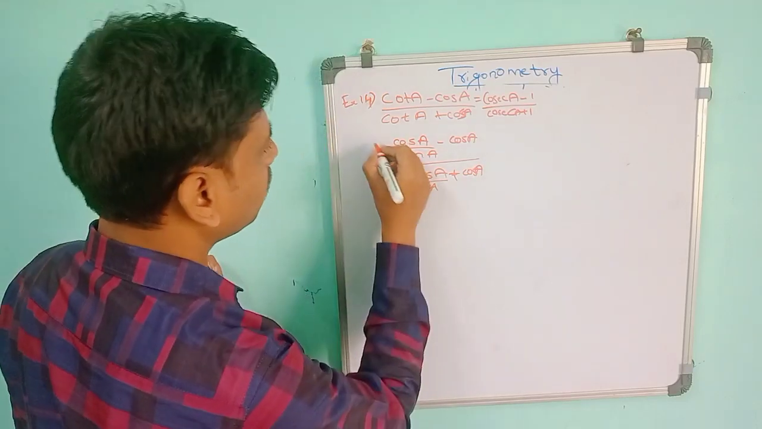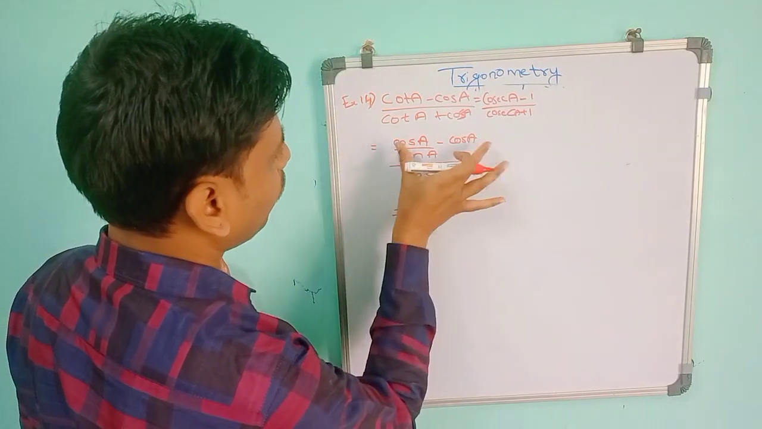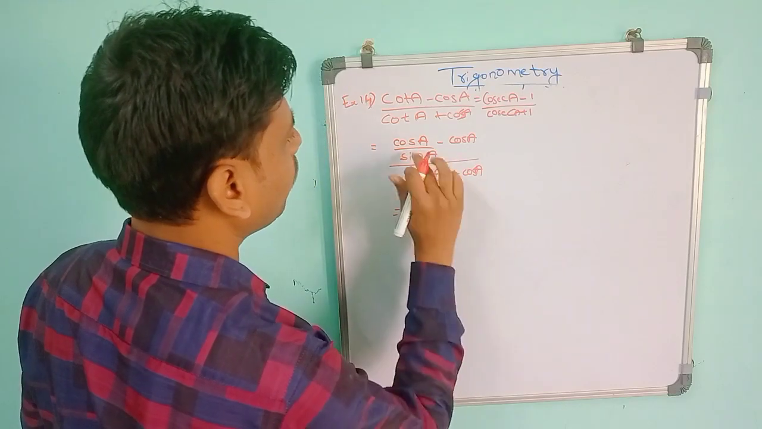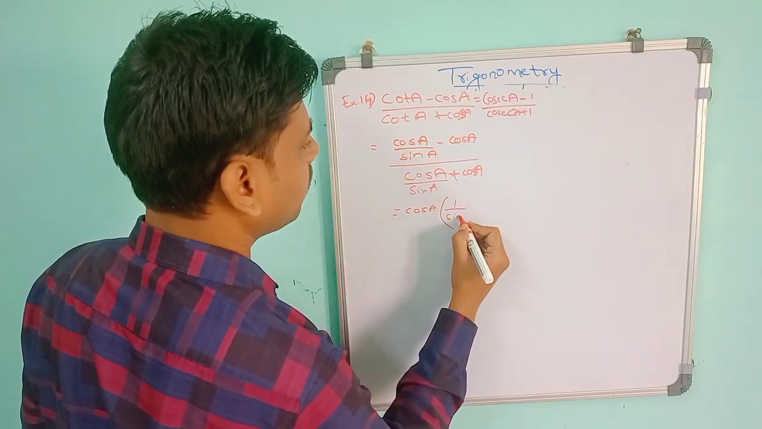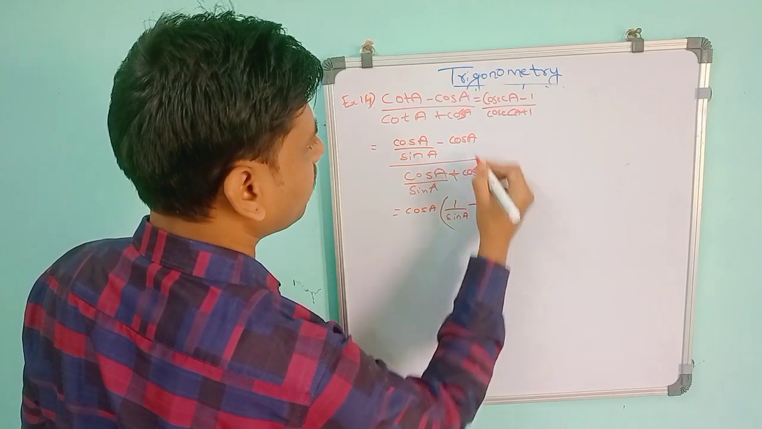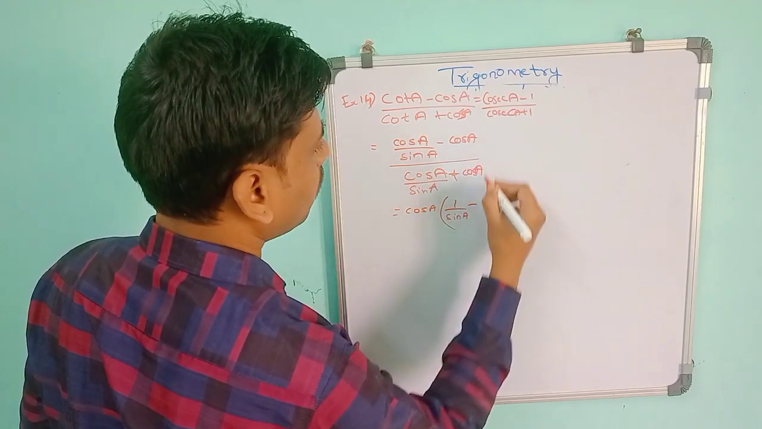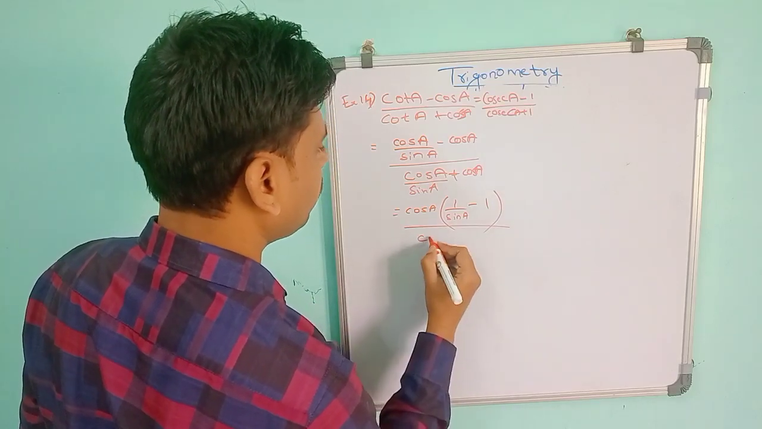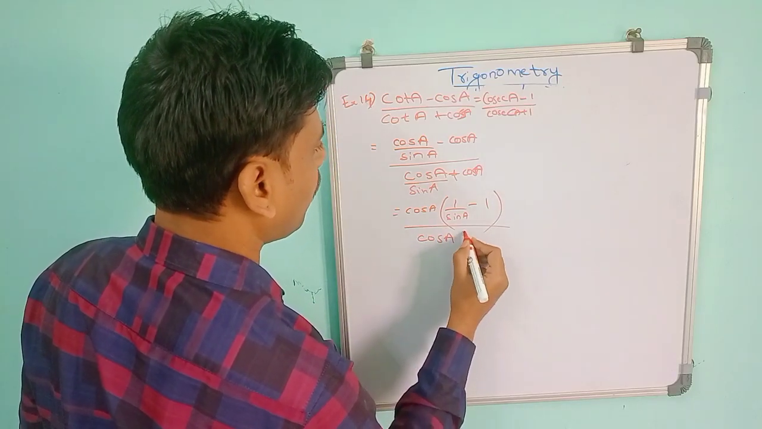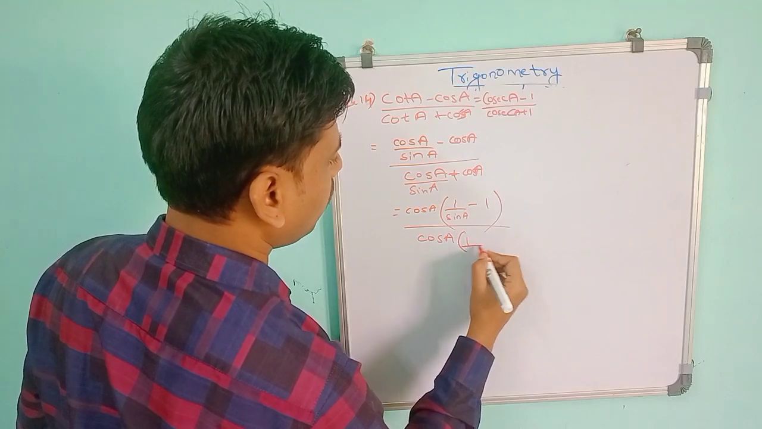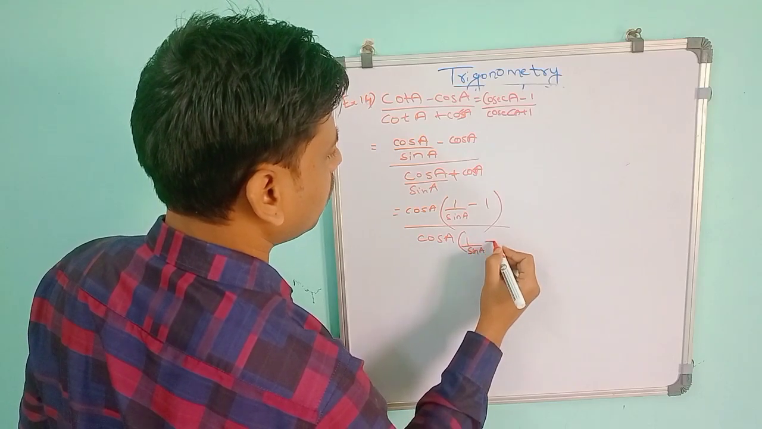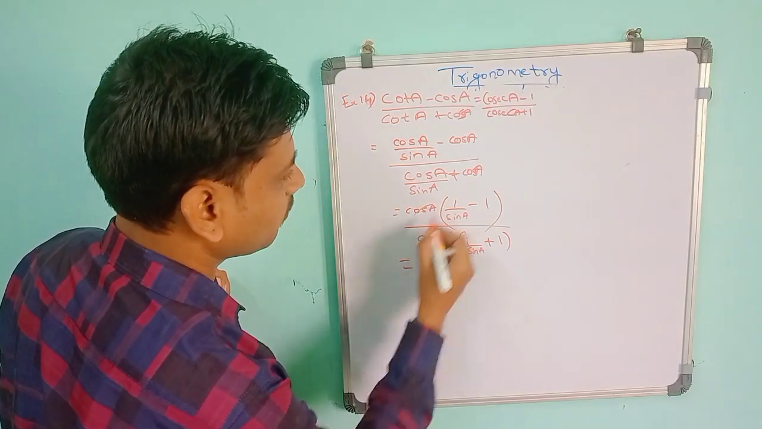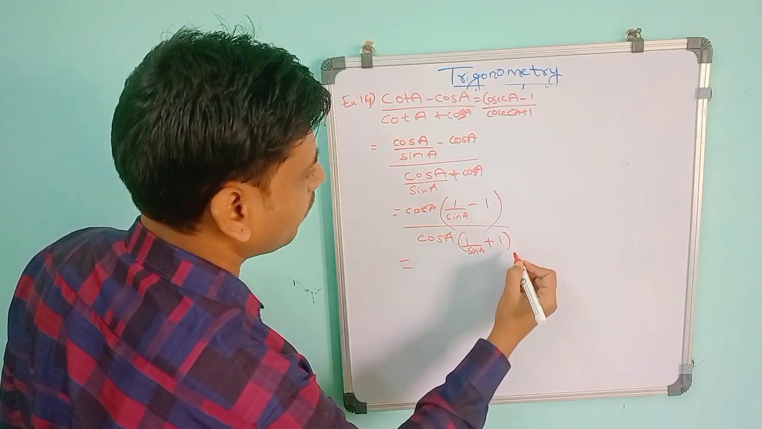After this, take cos A common. If you take cos A common, what is remaining? 1 by sin A minus 1 in the numerator. In the denominator also, take cos A common, 1 by sin A plus 1. So cos A gets cancelled. Remaining is 1 by sin A minus 1 over 1 by sin A plus 1.